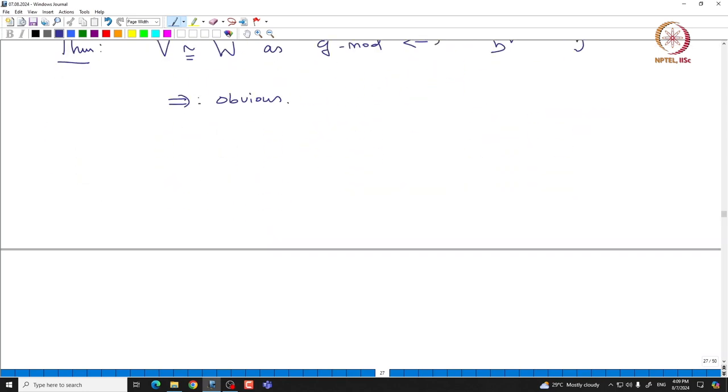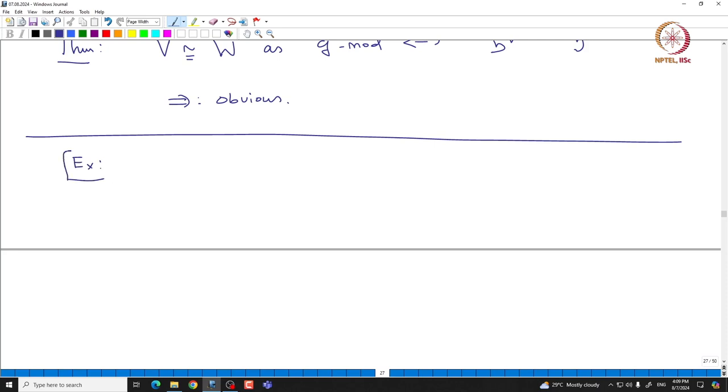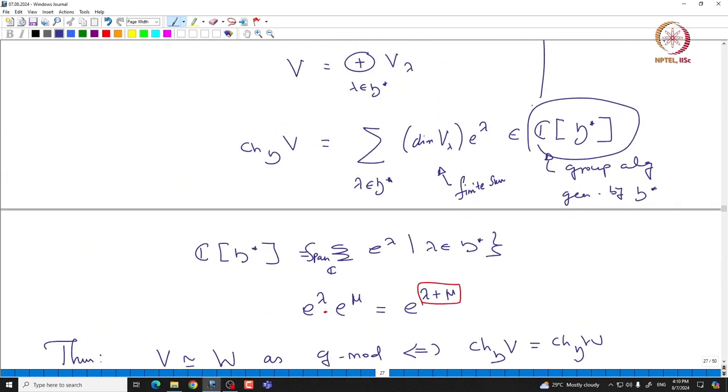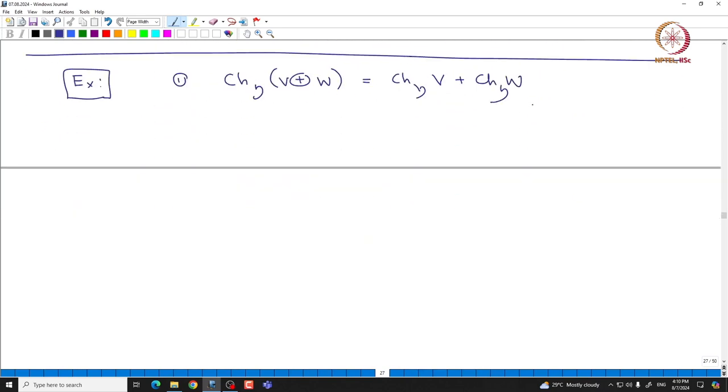Now once we define the character, we can immediately ask the following question. There are these natural constructions that we have already seen: the dual, direct sum, tensor product and so on. If you take the direct sum, what will happen? Let's see; it is a simple exercise. The character of V direct sum W will be the sum of the characters. Note that we are working inside this group algebra. Since it is a C algebra, we have addition, multiplication, everything there.